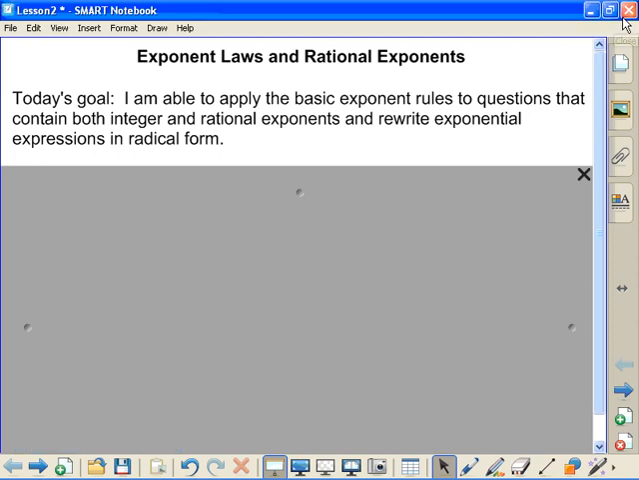All right, lesson 2, exponent laws and rational exponents. So the first part of this should be review, should be your third go around with exponent laws. And then we add a new twist in here when we talk about the rational exponents. So what's the goal today?